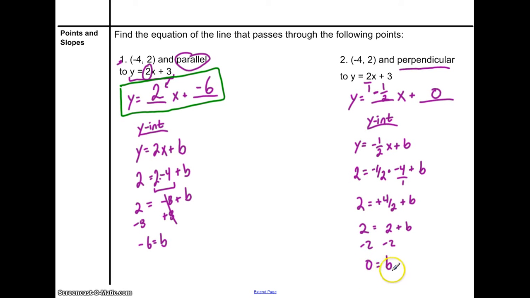So I got 0 equals b, so my y-intercept is 0, and so my final answer, my line is y equals negative 1/2 x plus 0, or since we really don't even have to label 0 on there, we could leave it as y equals negative 1/2 x. That ends this video on parallel and perpendicular slopes. Hope you got everything.